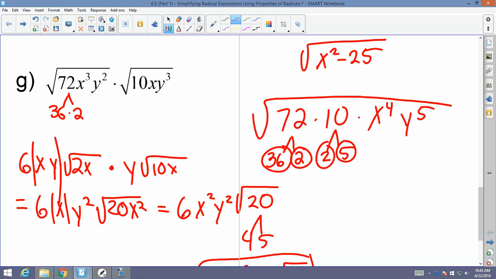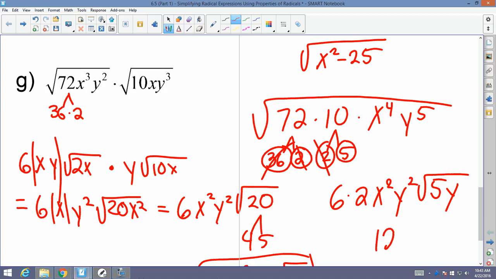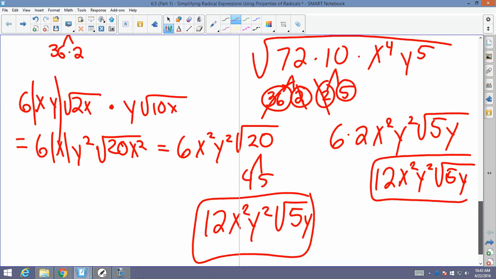So 36 comes out as 6. A 2 and a 2 comes out as a 2. Then I got a square root of 5 left over. Square root of x to the 4th is x squared. Square root of y to the 5th, that's y squared. And I have a y left over, which gives me 12 x squared, y squared, square root of 5y. Either way, you're going to get the same answer, boys. It just depends on how you want to work it.